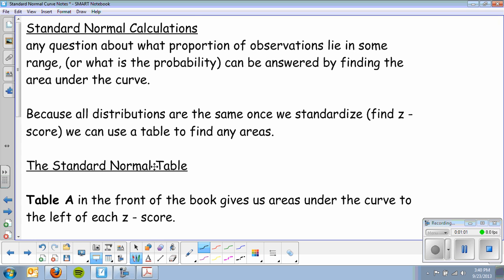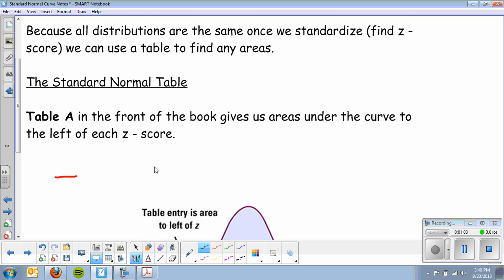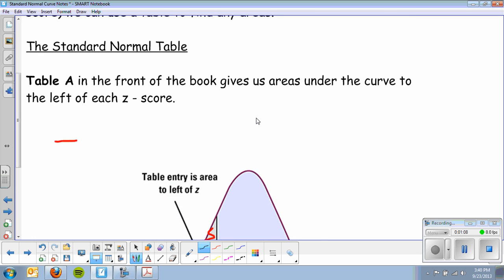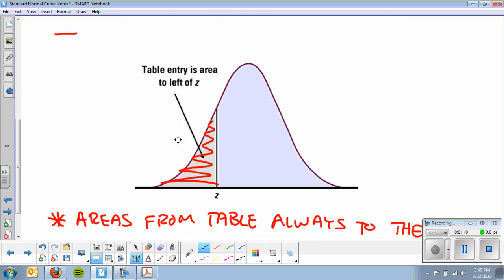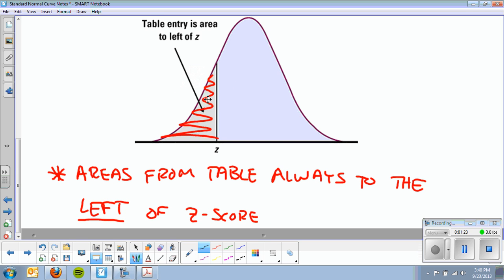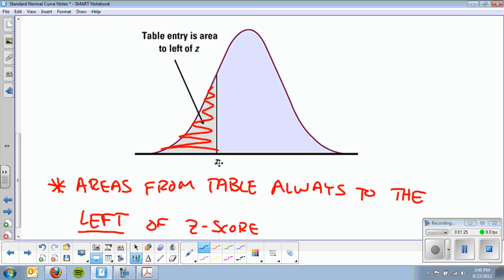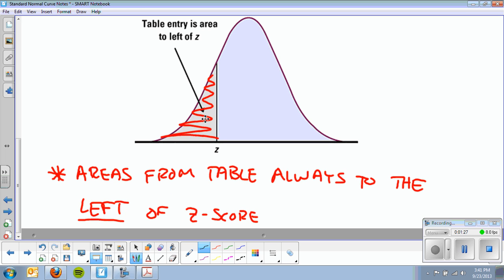So we have a standard normal table that is in the front of your book. It's table A in the front of your book, and it gives us the areas under the curve to the left of each z-score. So you've got your normal curve, symmetric, single peaked, has a mean of 0, standard deviation of 1, and then here we've got some random z-score. Well, if I want the shaded area to the left, I can basically look this z-score up in the table, and it will give me that area. It's very convenient. It saves us a lot of time when estimating, so we don't have to estimate. So I'll give you some practice problems first.